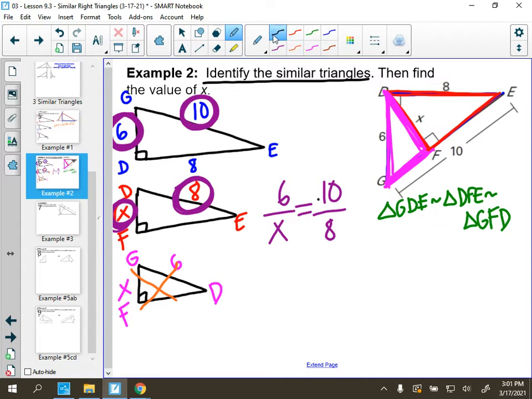Let's solve for X. This should hopefully be a decent solve. 10 times X is 10X. We're cross multiplying. 6 times 8 is 48. I can handle that. We'll divide both sides by 10 and get X equals 4.8.